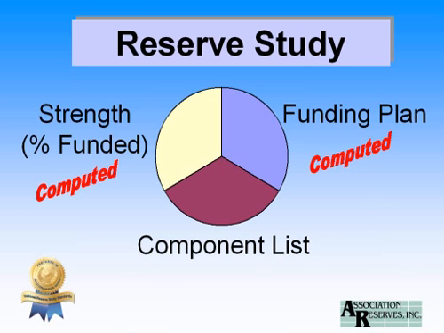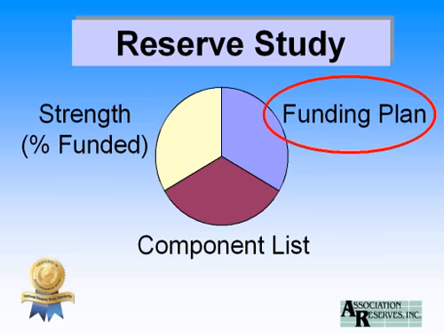I want to make sure you know where reserve contributions fit into the big picture of a reserve study. There are three results from a reserve study. The first is the component list, something we call the foundation of the reserve study. This is because it defines the scope and schedule of the reserve expenses. The second is the computation of reserve fund strength, measured by percent funded. And the third is the computed reserve funding plan, which is the topic of today's webinar.